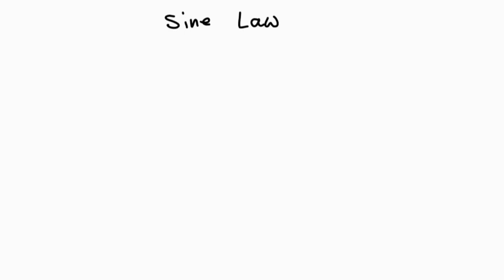Now let's talk about sine law. Sine law is used in situations when cosine law is not used, mostly when we have pairs of opposites, a side and an angle and a side and an angle that are opposite to each other, and we're trying to determine one of the missing values.